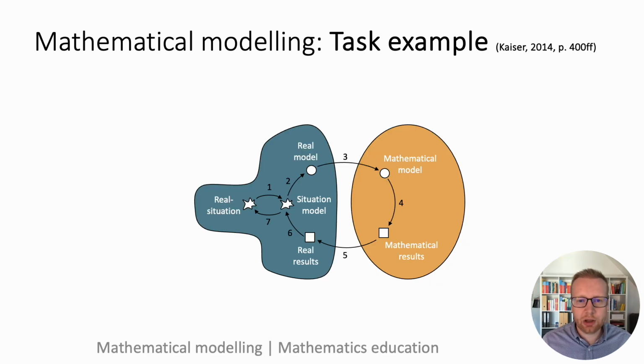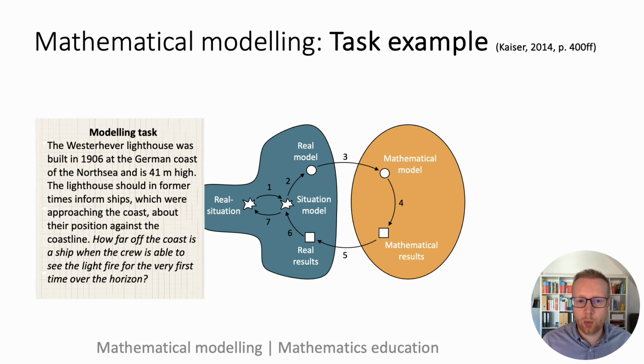To illustrate the modeling process, let's consider the following model example task. The Westhever lighthouse was built in 1906 at the German coast of the North Sea and is 41 meters high. The lighthouse should in former times inform ships which were approaching the coast about their position against the coastline. How far off the coast is a ship when the crew is able to see the light fire for the very first time over the horizon?